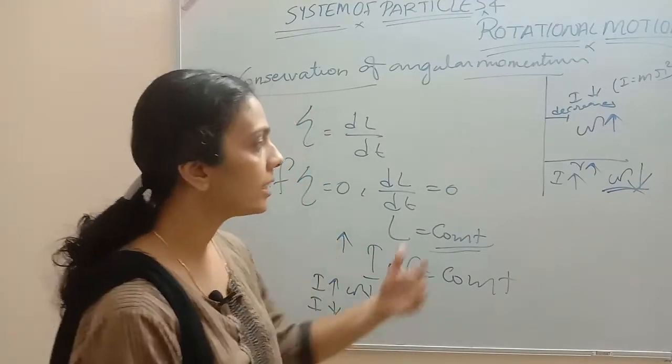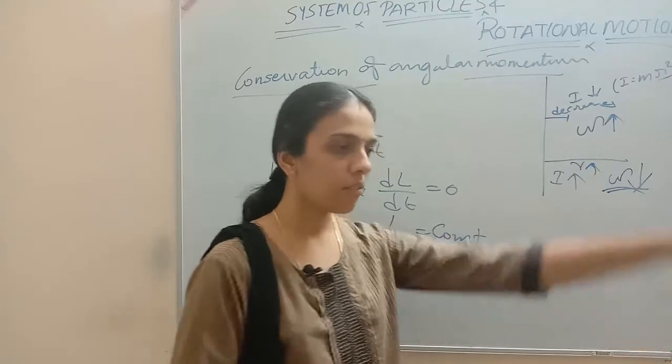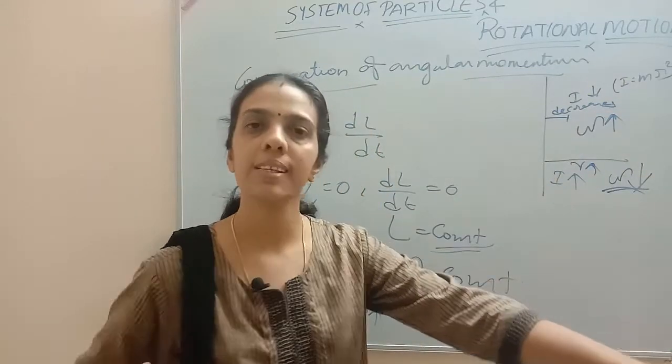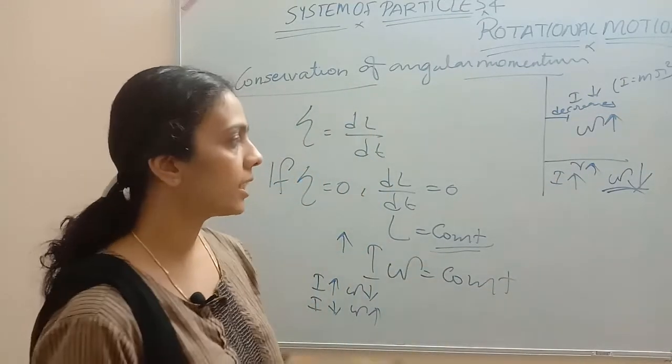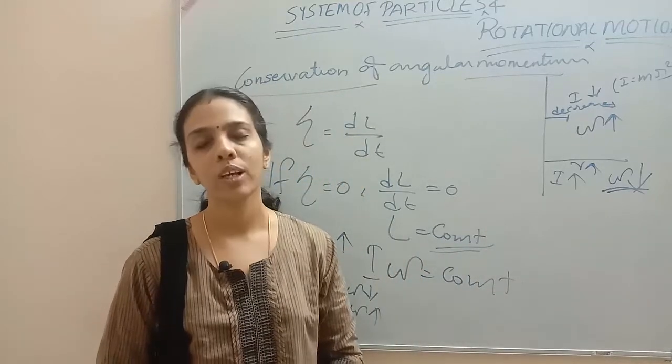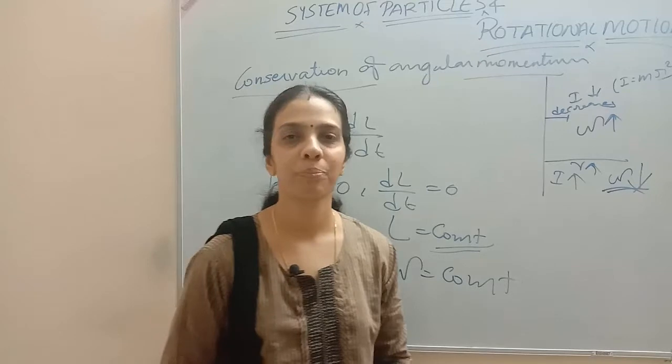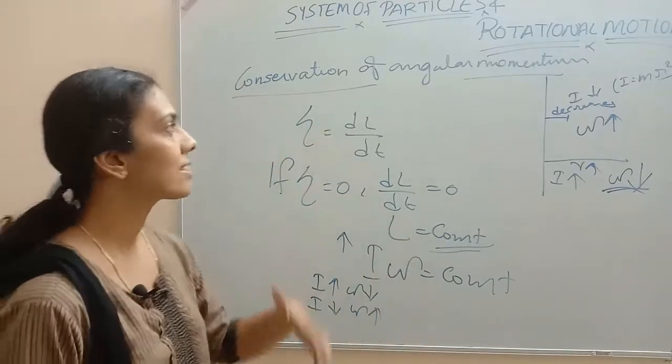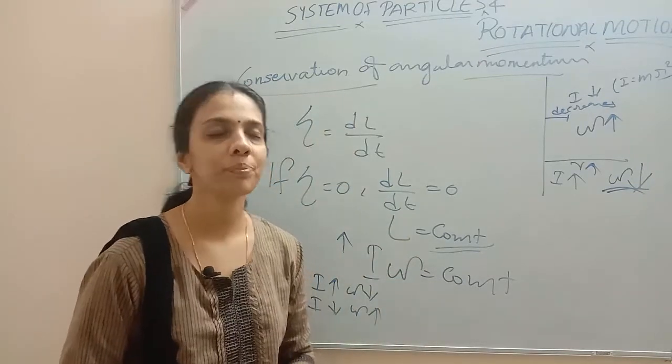Okay, so as r increases, that is, the distance from the axis of rotation is increasing, at that time moment of inertia increases. If moment of inertia increases, angular velocity should decrease. Okay, so clear, this is conservation of angular momentum.